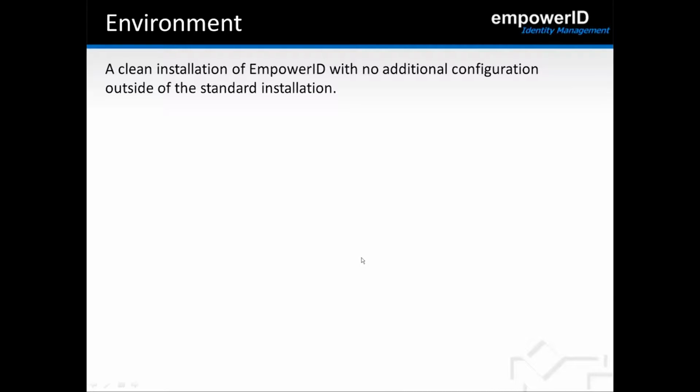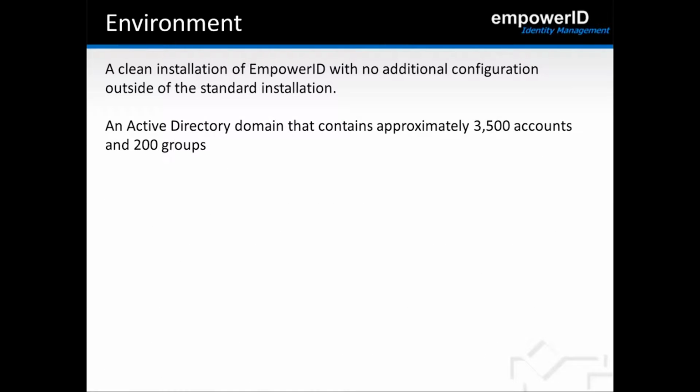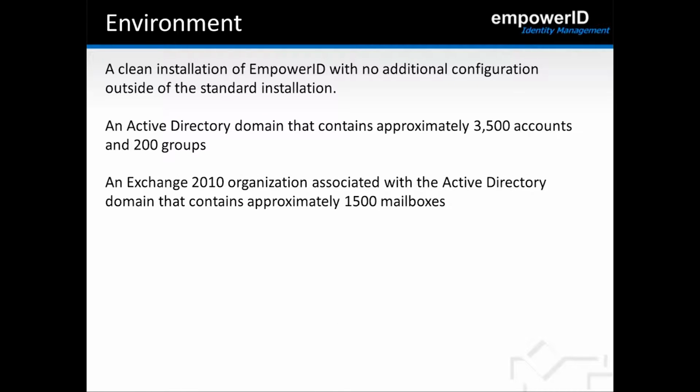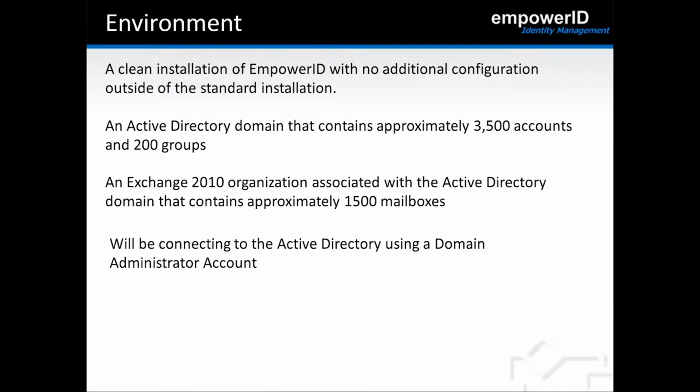We've got a clean installation of EmpowerID with no additional configuration outside of the standard installation. This is just a basic install of EmpowerID. Took about an hour to complete. We've got an Active Directory domain that contains approximately 3,500 accounts and 200 groups. We've got an Exchange 2010 organization associated with that Active Directory domain that contains approximately 1,500 mailboxes. And we'll be connecting to the Active Directory using a domain administrator account. So let's go ahead and go over to the server and start configuring our connection to Active Directory.